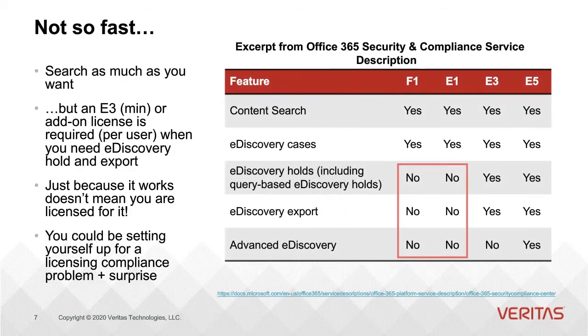So this is an excerpt from the Office 365 Security and Compliance Service Description, which is a good place to see exactly what capabilities are there. And I'm just pointing out here that if you have a license such as an F1 for a frontline user or an E1 for a low-level enterprise user, then you're not getting eDiscovery holds, you're not getting export, and you're not getting advanced eDiscovery for sure. So this is important to point out: these capabilities are not there unless you're getting up into this E3 or E5 level, as I've mentioned before.